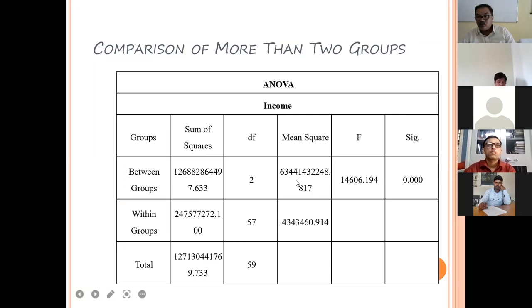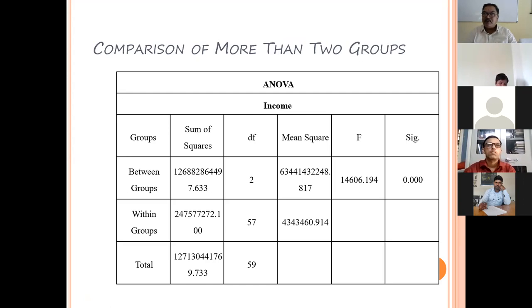If you divide the mean square of one by another, there is no such rule that you have to divide the between groups variance by the within groups variance. You can divide the bigger value by the smaller value. That is the only rule. And the F value is very high and very significant. Significant means you are committing a very small amount of error, so that you can reject the null hypothesis.